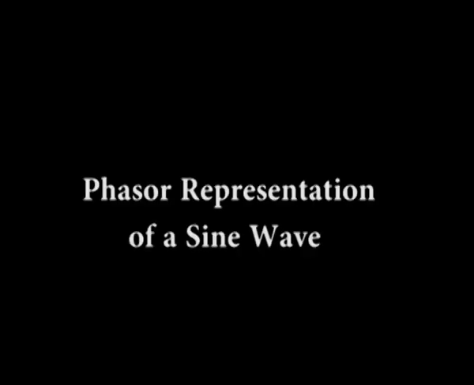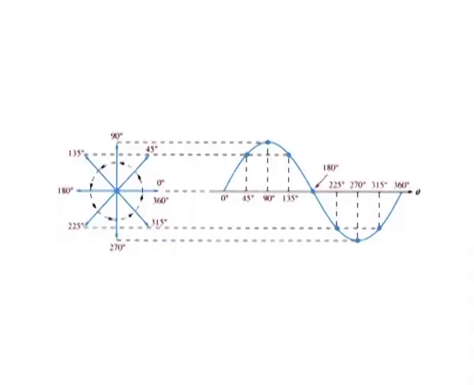Phasor representation of a sine wave. A full cycle of a sine wave can be represented by rotation of a phasor through 360 degrees. The instantaneous value of the sine wave at any point is equal to the vertical distance from the tip of the phasor to the horizontal axis.